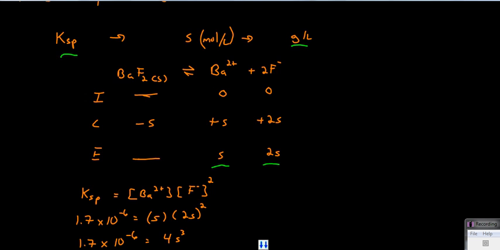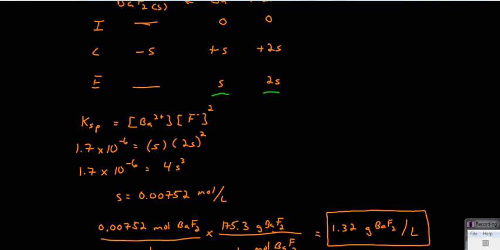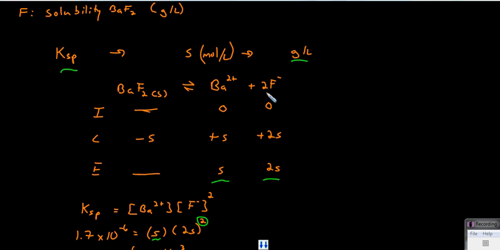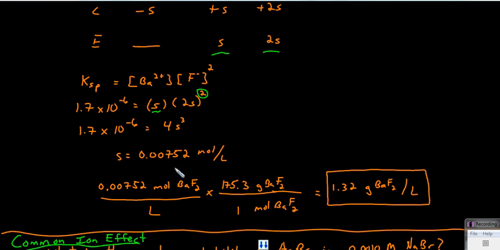And so our ICE table allows for 1 mole of barium produced for every 2 moles of fluoride produced and dissolved. And we'll again account for this coefficient. This 2 is coming from the 2 in front of the fluoride here. And so we can find the value of S, which is in moles per liter, and then to convert into grams per liter, we just need to use molar mass, 1.32 grams of barium fluoride per liter.